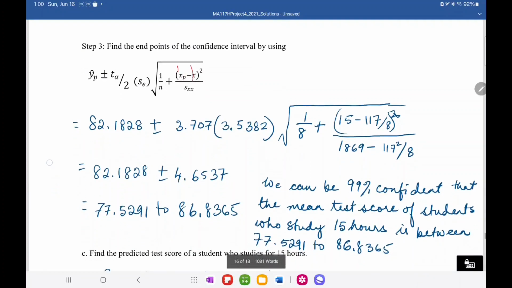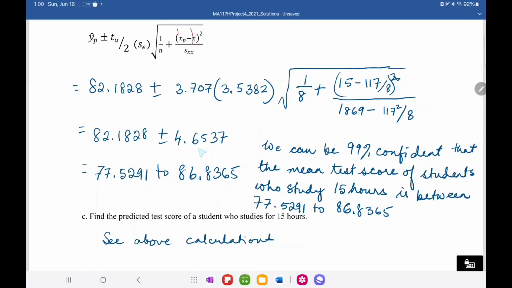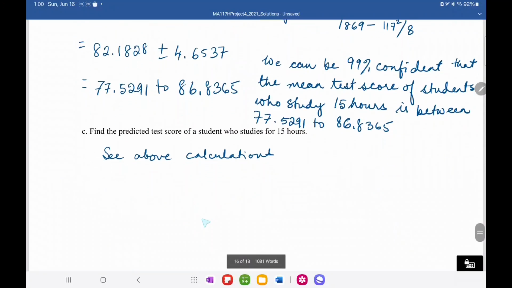All right, so here's the calculation. The margin of error was plus minus 4.6537, and this is what we have for the mean of all scores when the x value is 15. All right, so we can be 99% confident that the mean test score of students who study 15 hours is going to be anywhere between 77.53 to 86.84 perhaps, right? So that answers the confidence interval question.